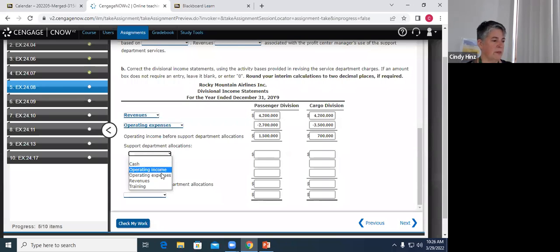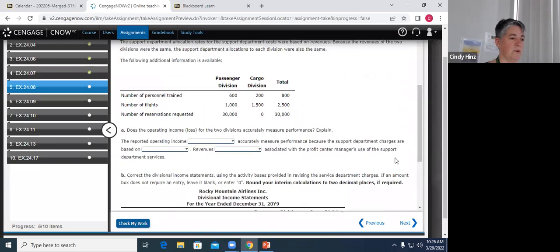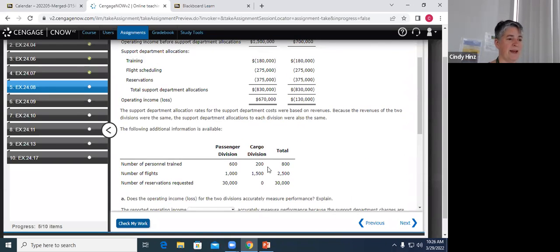And then we have our 3 support departments: training, scheduling, and reservations. Whoops, not revenues, reservations. And rather than just splitting them 50-50 based on revenues, we're going to reallocate based on these data here. And so once again, I'm going to do the calculations over here on the side so we can then scroll down and retain those.